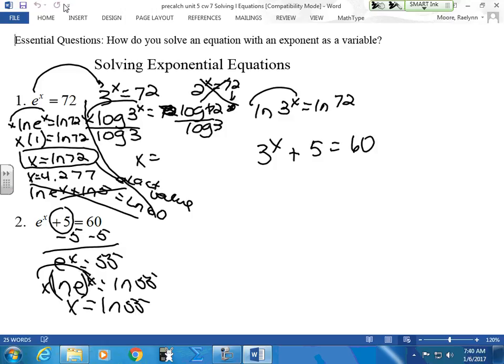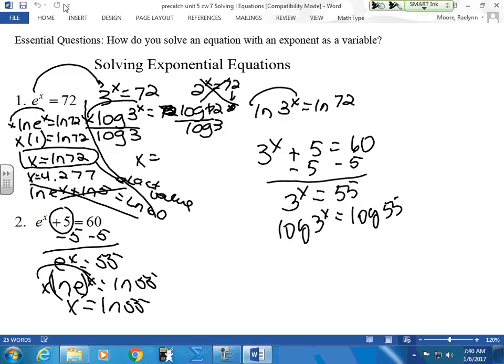I cannot take the log of each term. I can only take the log of each side. So I have to break this down, get this isolated by itself, get 1 term, 1 term. And again, I can take the log of both sides. You can take the ln of both sides here, you can take the log of both sides. Bring this down and divide both sides by log 3.